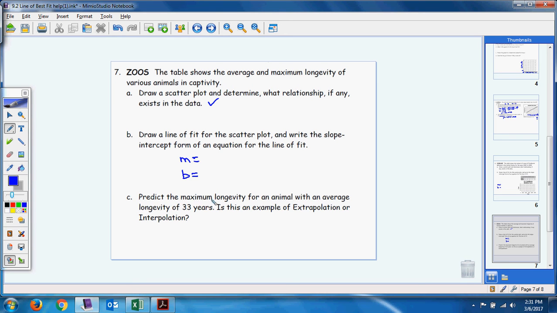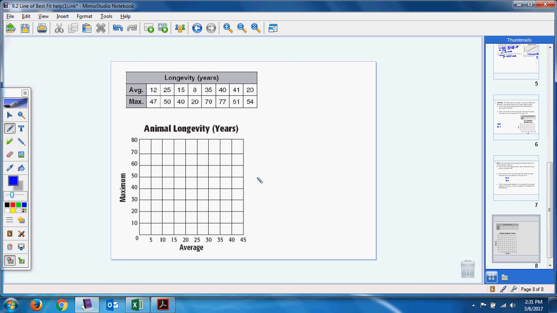Part C. Predict the maximum longevity for an animal with an average longevity of 33 years. Is this an example of extrapolation or interpolation? Again, you can look those up or think about what I just told you. So 33 is going to be somewhere in here. So you guys can figure out what that's going to be. Now, if you notice, 33 is within the data range that you have. So I think that's more of the interpolation because that's within the data points. The extrapolation was more along the lines of, okay, my data has ended. What can I predict outside of my data range?